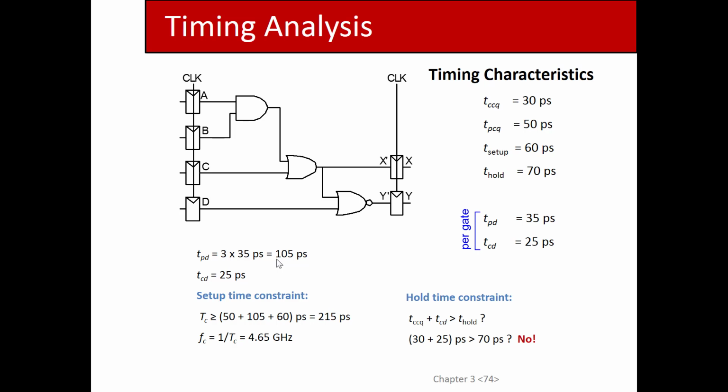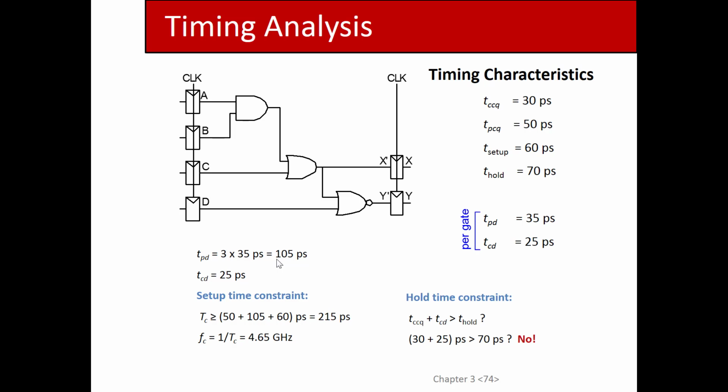The propagation delay is going to be the one starting from A or B, because A and B have to go through 1, 2, 3 gates. So the propagation delay is 35 picoseconds, and I have to multiply that by 3 because my longest path goes through 3 gates. So my propagation delay is 3 times 35, which is 105 picoseconds, right? All right, so that's all I need to know to do the analysis.